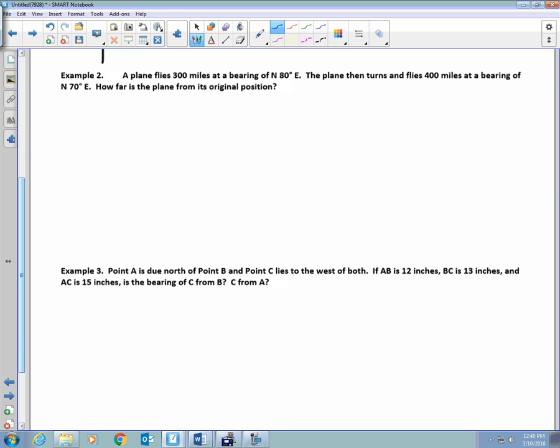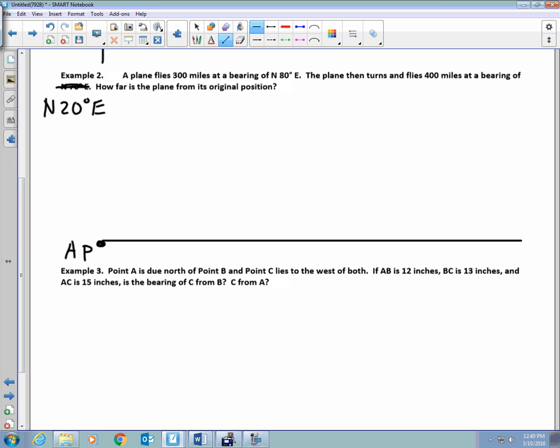Okay, we try a different one. A plane flies 300 miles at a bearing of north 80 degrees east. The plane turns and flies 400 miles at a bearing of north 20 degrees east. How far is the plane from its original position? That's what we're trying now. Draw our picture. Say that that's the airport. North 80 degrees east. You tell me when I'm at north 80 degrees east.